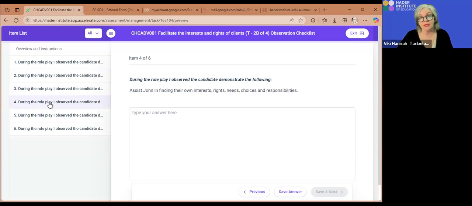4, I observed the learner assist John in finding their own interests, discuss their rights and their needs, their choices and responsibility. During the role play, I observed the learner provide John with options for meeting his rights and his needs, and allowed John to identify his preferred options. And the only way to be able to get that is to ask John in your role play.